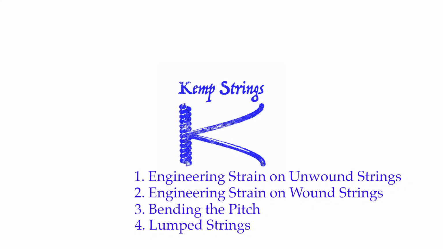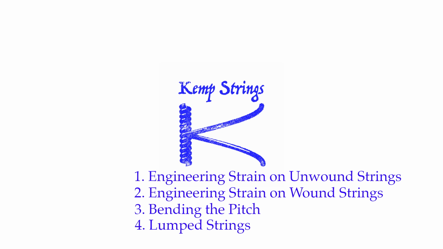In this video, I'll be going through some of the physics of musical instrument strings. In particular, I'll start off discussing engineering strain in unwound strings, then go on to engineering strain in wound strings. Then I'll discuss bends and what happens when you pull a string to the side to make a conventional pitch bend, or move a tremolo unit or vibrato unit on the guitar.